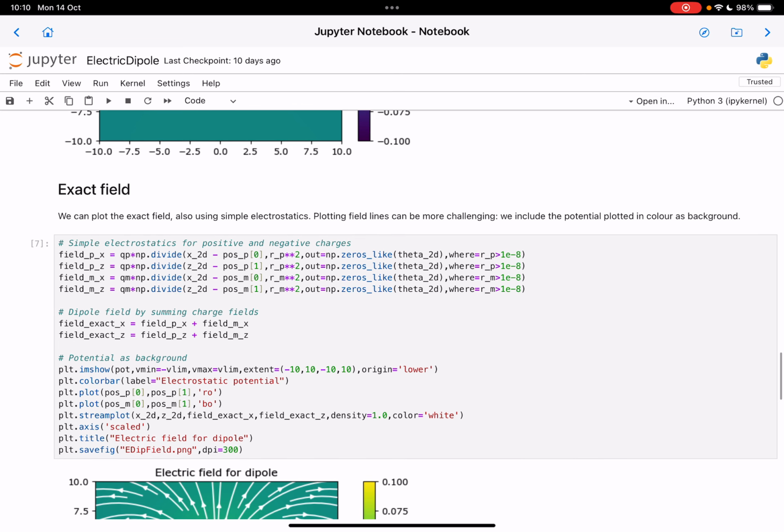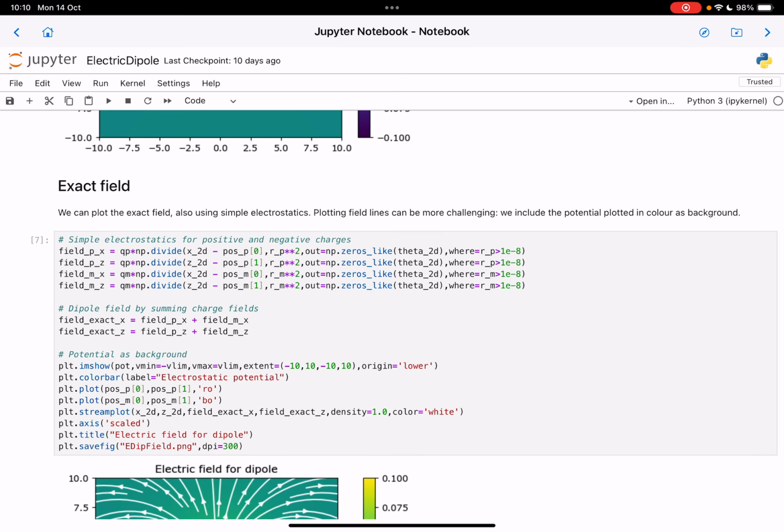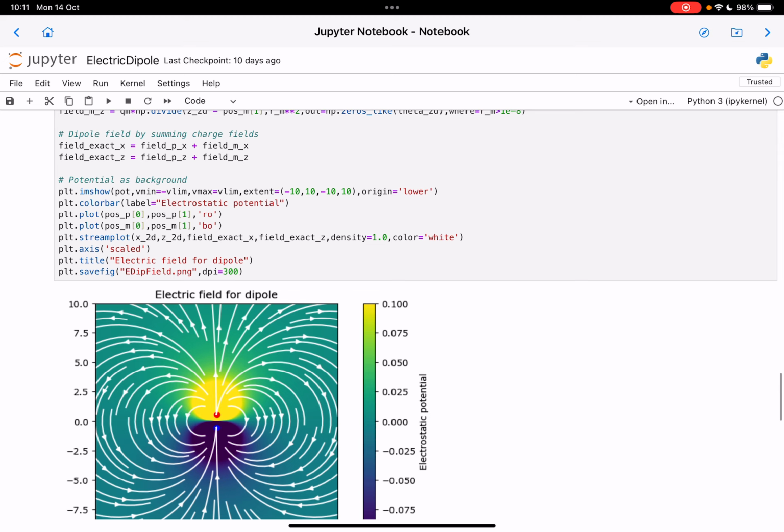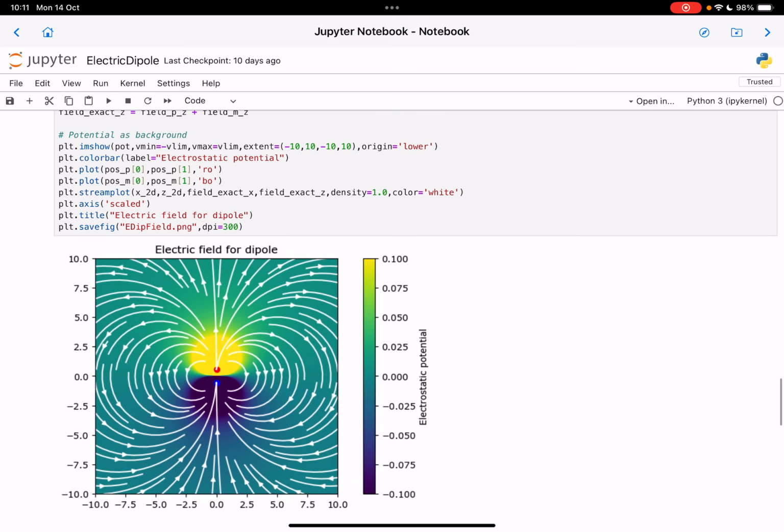The field, again, we can plot exactly just by using Q over 4 pi epsilon 0 r squared. And that's what I'm doing here. I'm calculating the x and the z components of the plus charge, that's field px and field pz, and then the minus charge. And plotting it like this. And you see that we get the standard dipole field, which is sort of a very rounded shape. It's also very familiar from bar magnets.